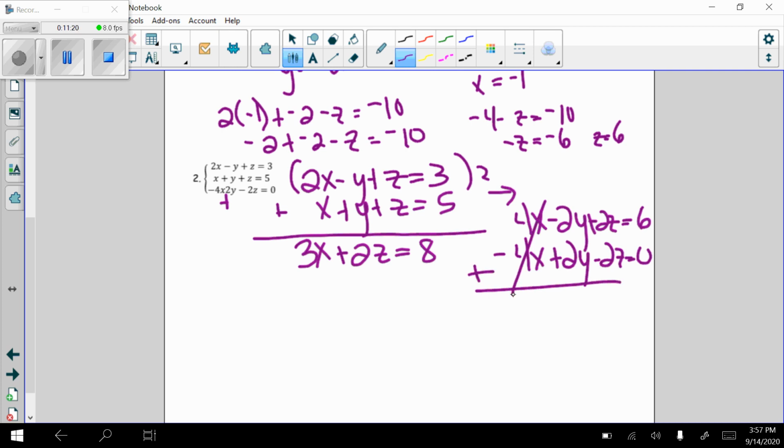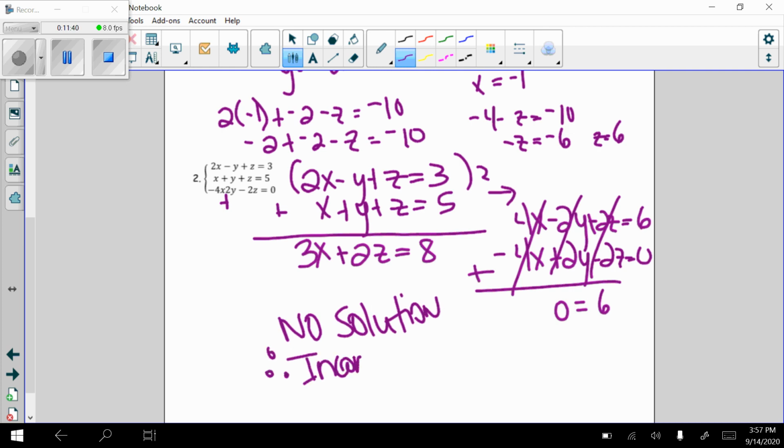Add these together. My x's cancel. My y's cancel. My z's cancel. And I have 0 equals 6. That is not a true statement. 0 does not equal 6. So this is a no solution. Another one where, therefore, it is an inconsistent system. That is solving by elimination.